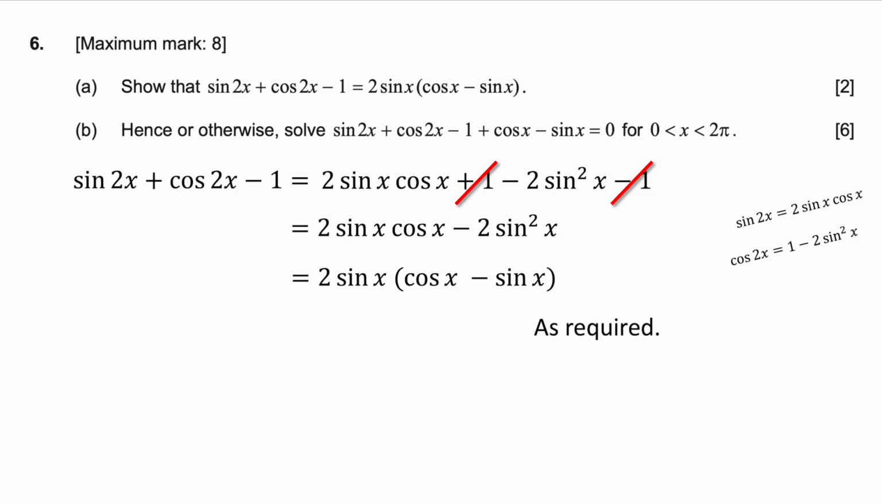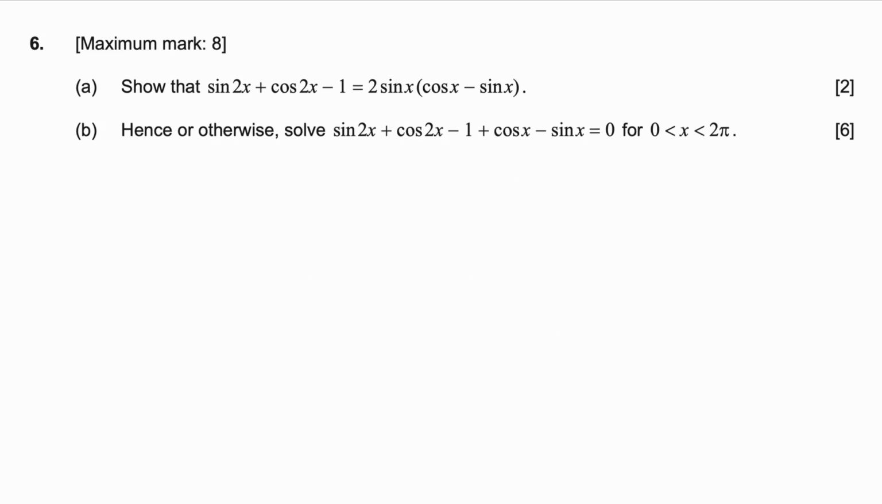Okay, we've done part A, and we've got 2 marks for part A. Now, hence or otherwise, solve sine 2x plus cos 2x minus 1 plus cos x minus sine x equals 0, for 0 is less than x is less than 2 pi.